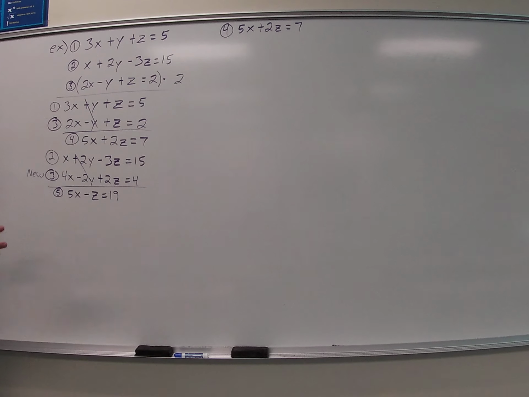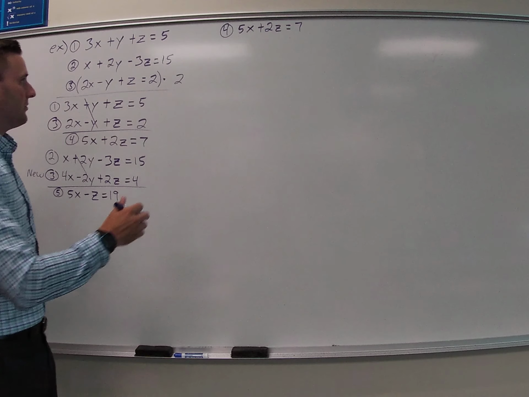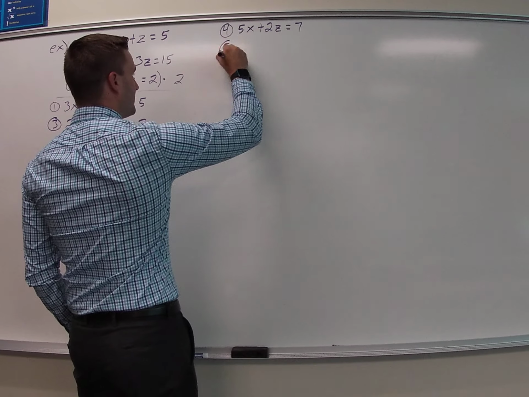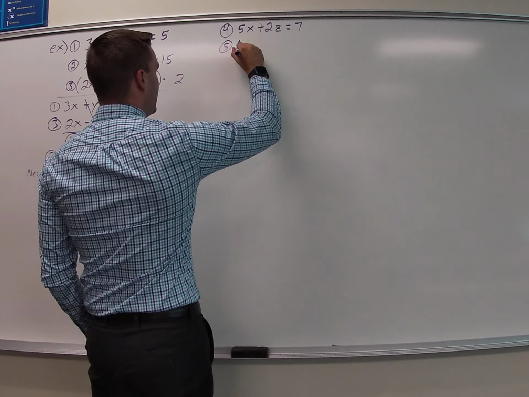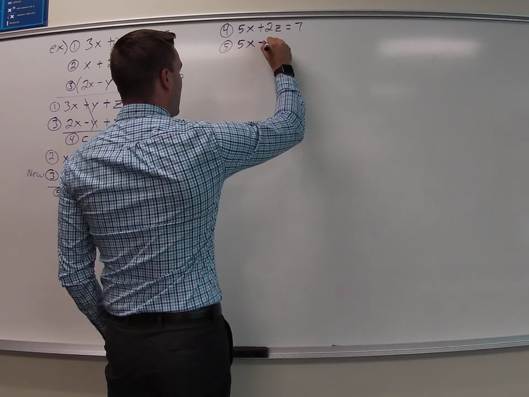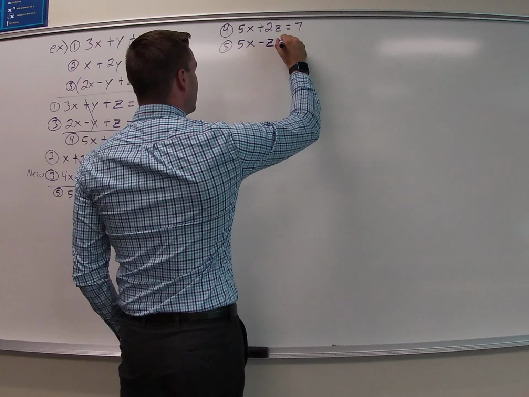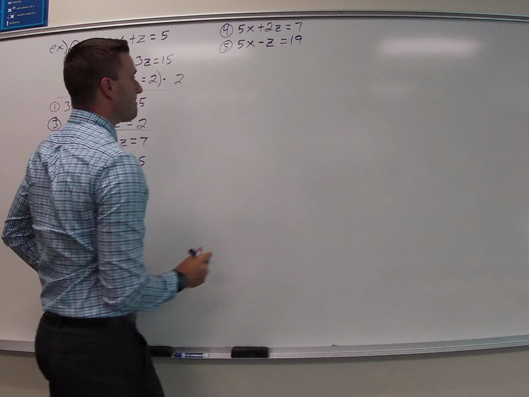We have two lines now, lines 4 and 5, where the y variable is eliminated. So I'm going to rewrite line 5 over here just so we can see it all in one spot. And I have 5x minus z equals 19.